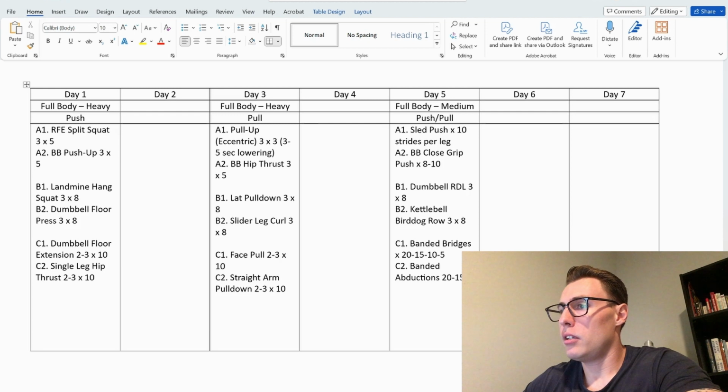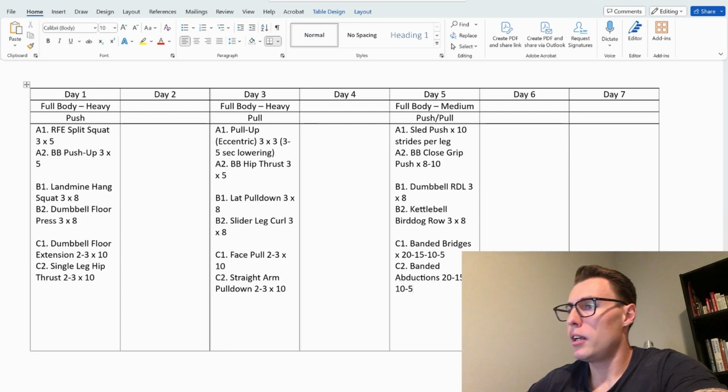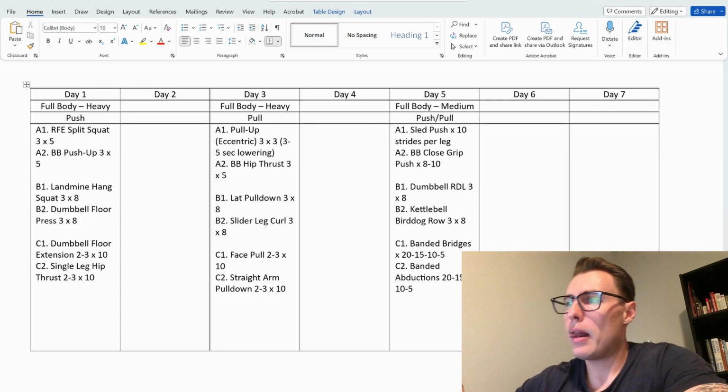Guys, I tell you, holy fuck, I've done this before. Personally, I've done this with my clients. It's a crazy burnout for your glutes. That might be the glute focused one.